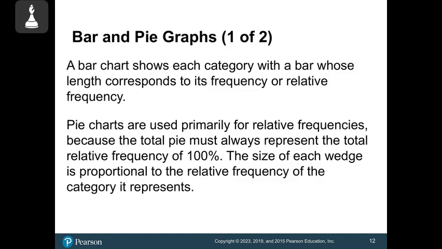Pie charts are going to be in the form of a circle, and you have to use the relative frequency because that's going to give you the percent of the circle that is filled in by that category. So each wedge or section of the circle is going to be proportional to the amount of times that value occurred.